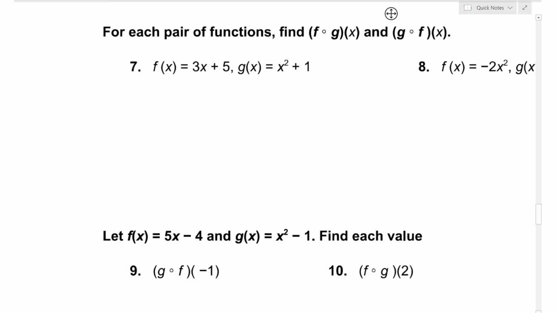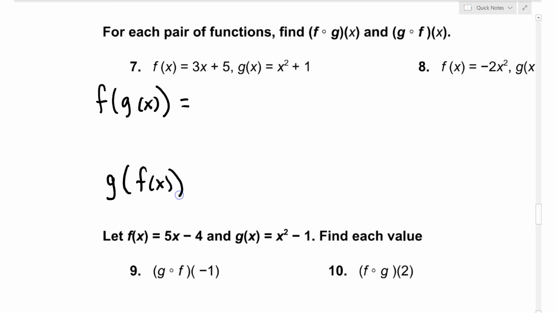I decided to give you some more examples on composition. I'm going to go ahead and do number 7. And so what we're trying to find is f of g of x. And we're also trying to find g of f of x, okay? We're not checking if they're inverse, we're just doing the composition.